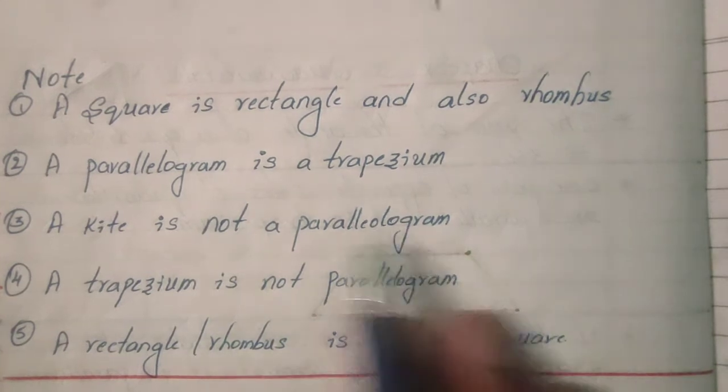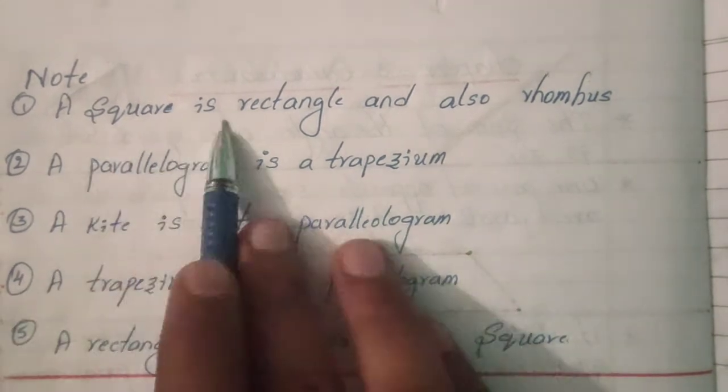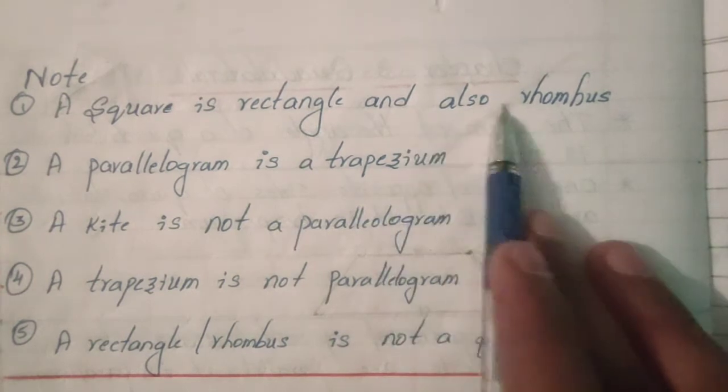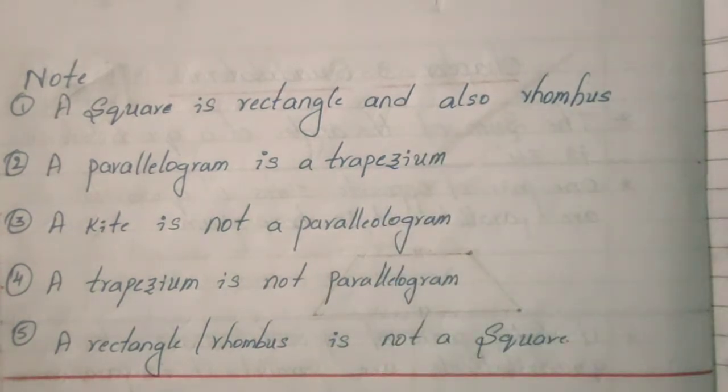Some notes. A square is a rectangle and a rhombus. Why is a square a rectangle?